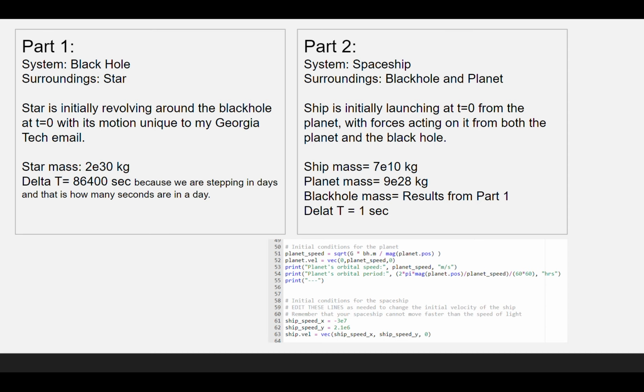The ship's mass is 7 times 10 to the 10 kilograms, and the planet's mass is 9 times 10 to the 28 kilograms. The black hole's mass is the result from part 1, delta t equals 1 second, and below you can see the rest of the initial conditions as part of the code.